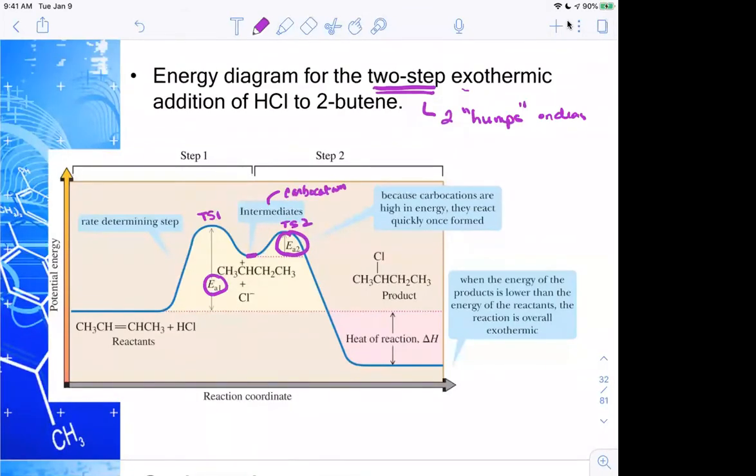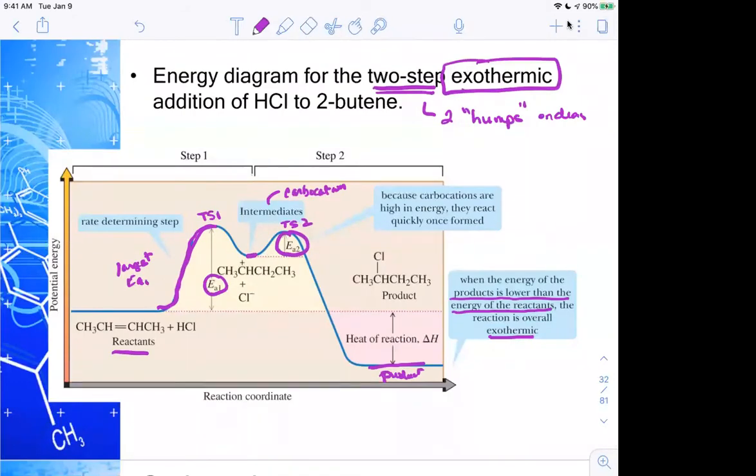This is going to be my rate determining step because this is the largest energy of activation. And then this is my energy of the products. This is the energy of the reactants. Those products are lower in energy than the reactants, which means it's exothermic and energy is given off. So overall, it's exothermic because my products are lower in energy than the reactants.